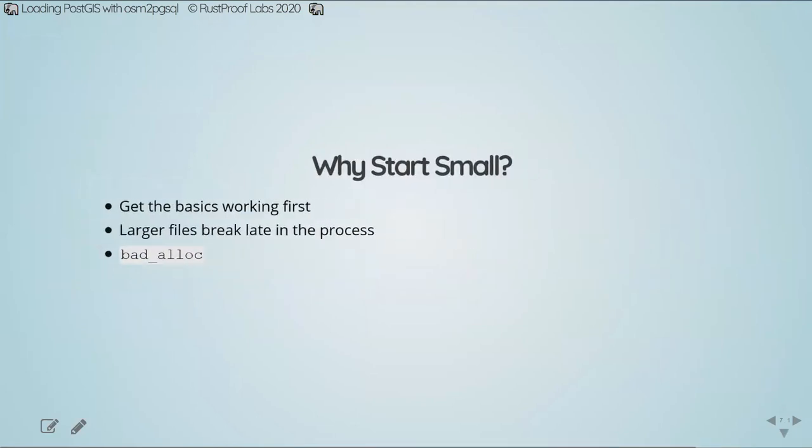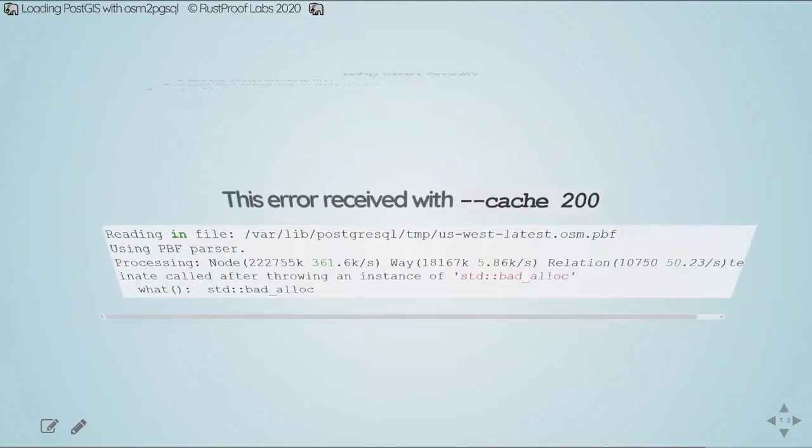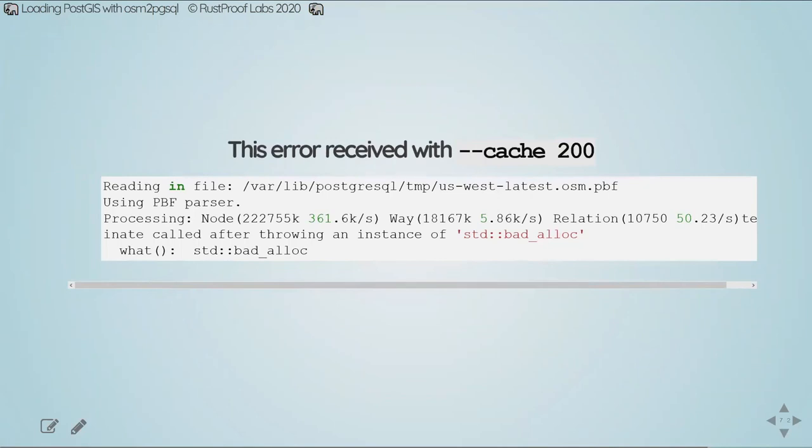I like starting small, because when you get errors, they happen late. And I really don't like errors that happen late. This is an example I caught of getting bad alloc. I had actually run this process with cache equal 200, so I thought I was pretty safe on it, but it turned out to not be happy. And I got this nasty bad alloc.